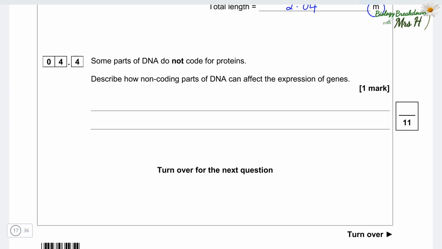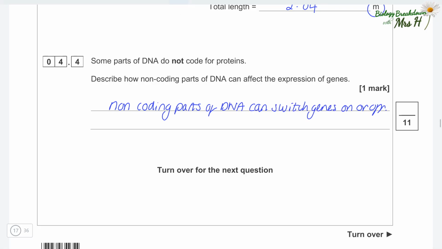Some parts of DNA do not code for proteins. Describe how non-coding parts of DNA can affect the expression of genes. Non-coding parts of DNA can actually switch genes on or off.